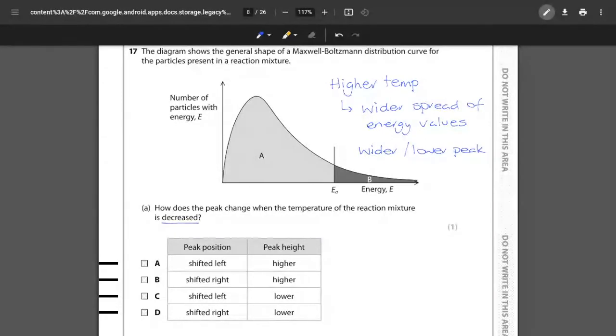So our Maxwell-Boltzmann shape is the same, it's just wider, and our peak is at a lower amount. So actually what happens when we decrease the temperature is we get the peak getting taller like that and shifting more towards the left. Therefore, our answer must be A.